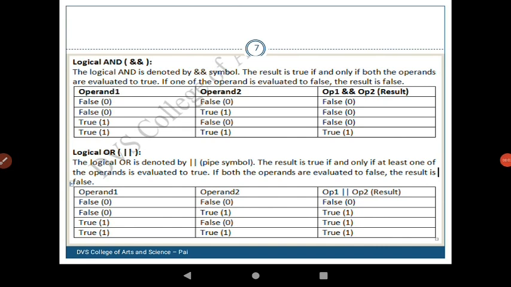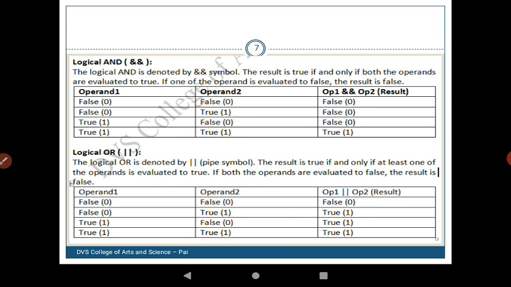Logical AND. The logical AND is denoted by the double ampersand symbol. The result is true if and only if both the operands are evaluated to true. If one of the operands is evaluated to false, the result is false. Once again, observe the table carefully, wherein operand 1 and operand 2 have been given, and in the third column you can see the operation of operand 1 and operand 2, that is the result, has been mentioned.